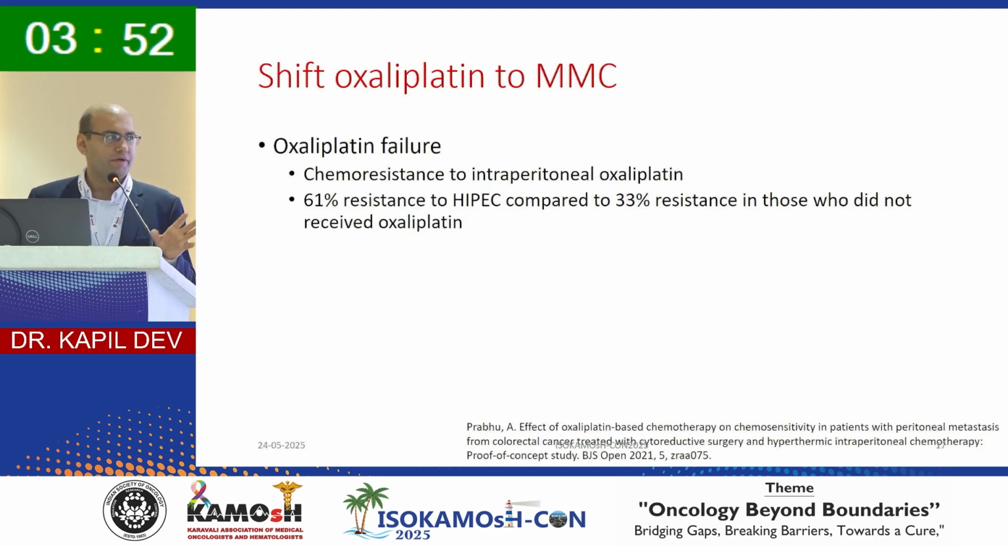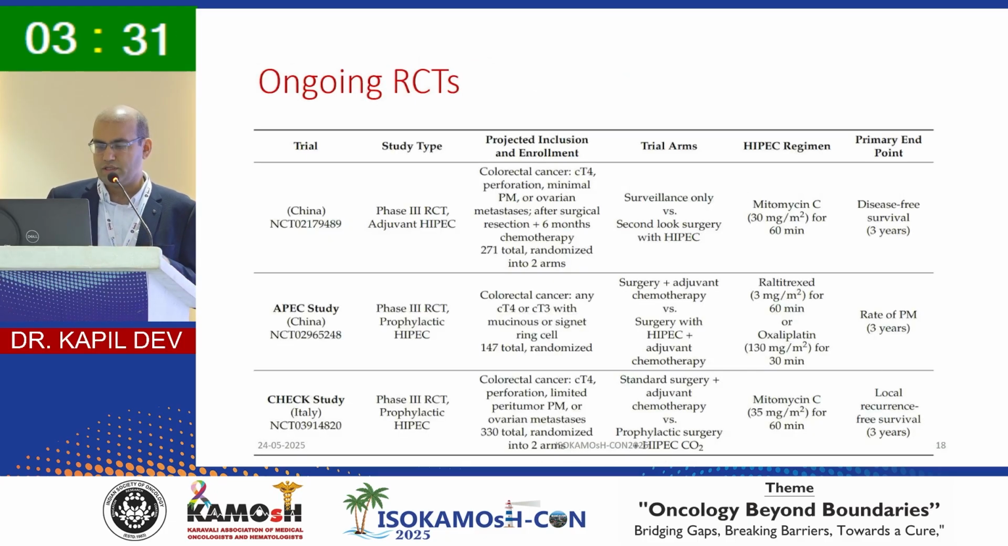The basic reason for the shift from oxaliplatin to mitomycin is that maximum reports showed failure to achieve optimum results. It might be because of chemo resistance, as found in the studies, in those patients who received neoadjuvant chemotherapy based on oxaliplatin. They had resistance of more than 60% compared to only 33% in those who did not.